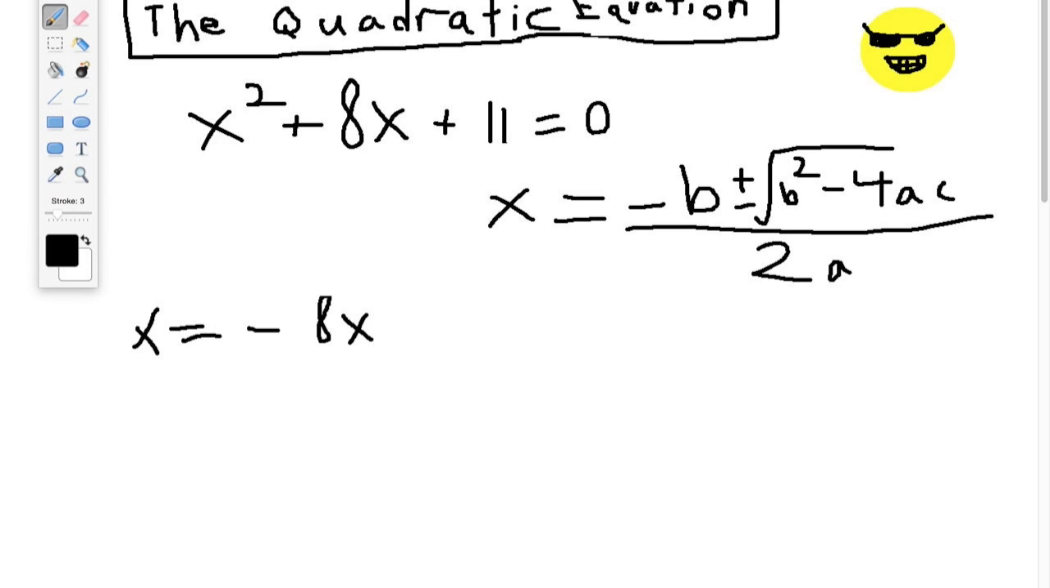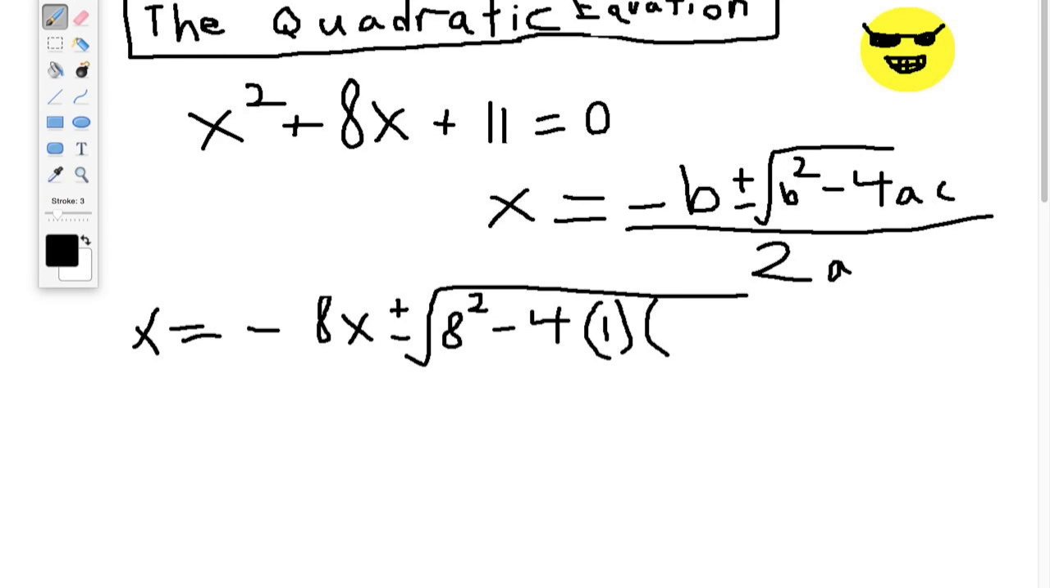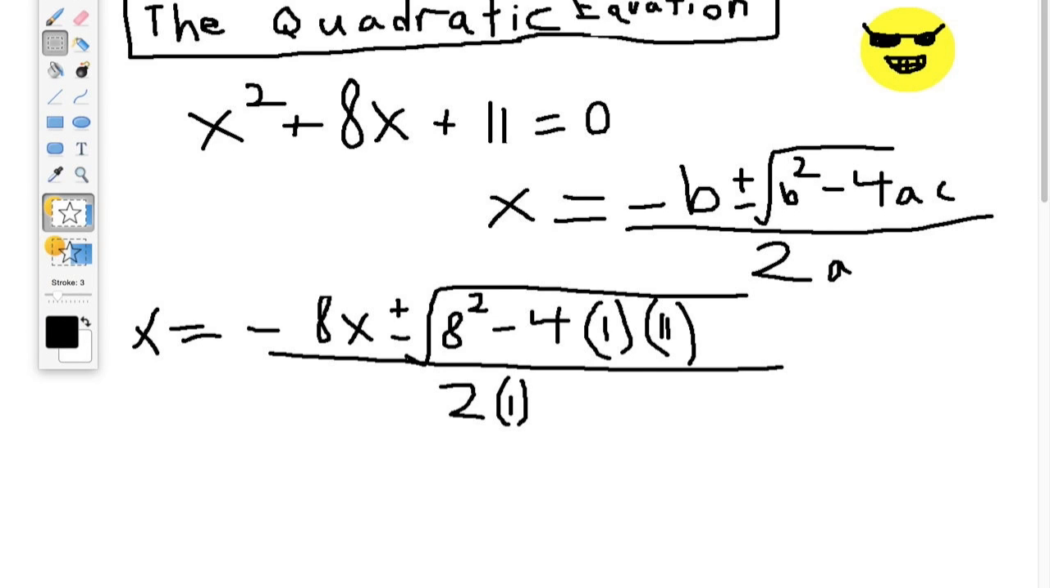So x equals negative 8x plus or minus the square root of b squared, so we have 8 squared minus 4 times a, and in this case a is just x squared by itself, so a will equal 1, so that means negative 4 times 1, and then times c, which is 11, and all of this divided by 2 times a, so that's 2 times 1. So that's that.